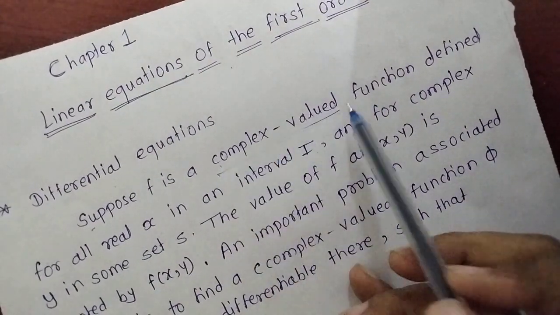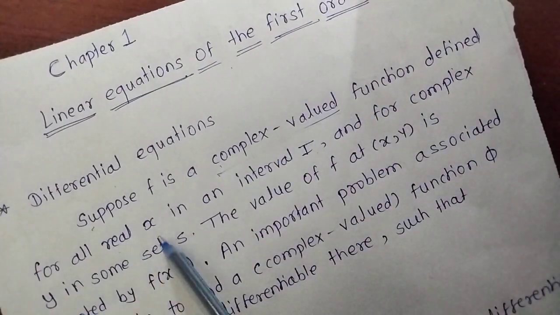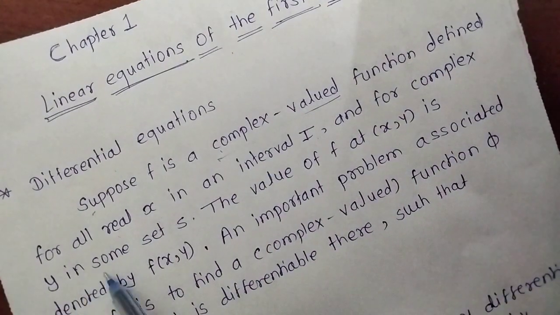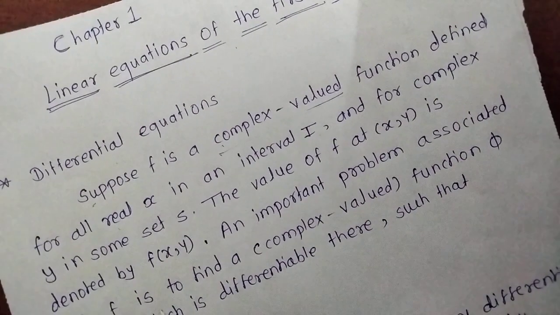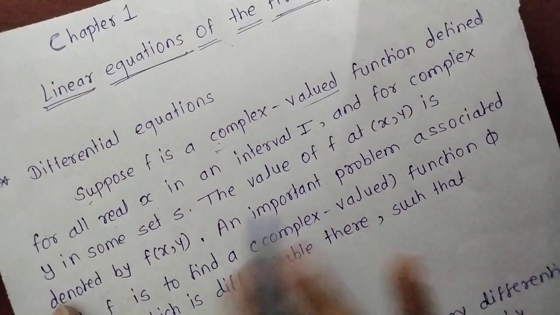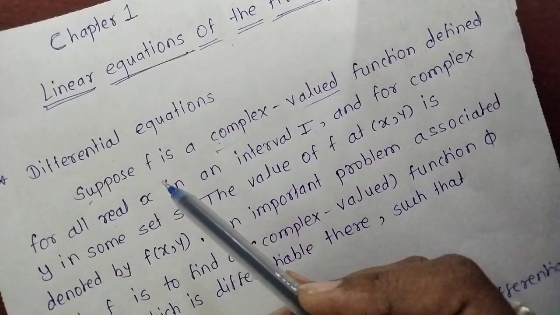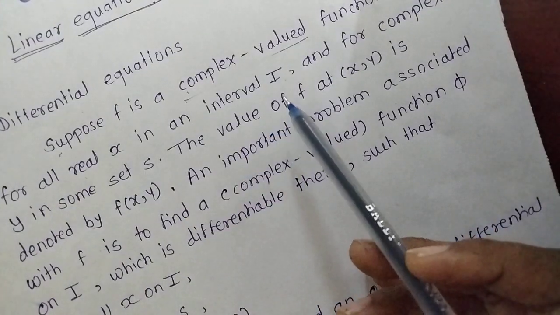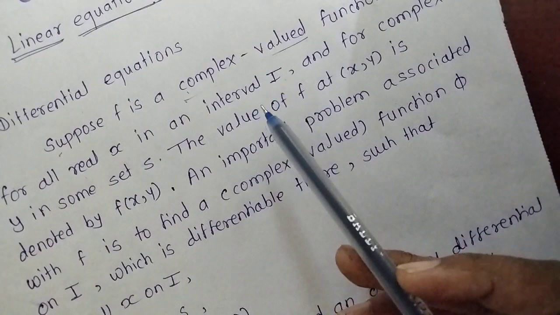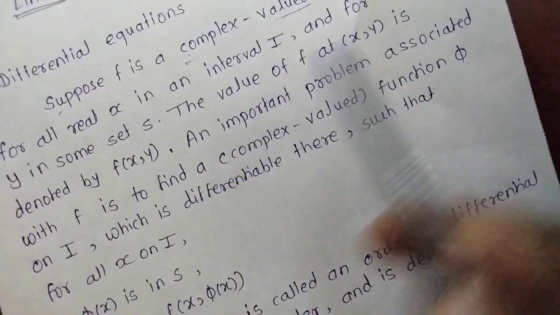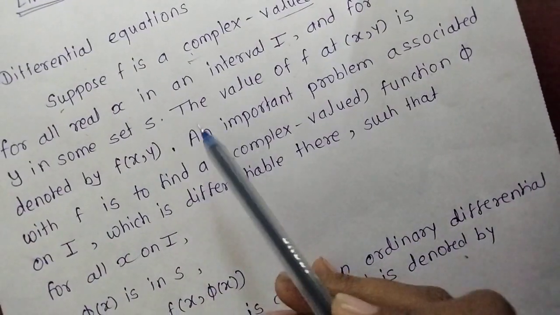Suppose f is a complex valued function defined for all real x in an interval I and for complex y in some set S. Or you can say that for a complex valued function x is any real number but the codomain is always a complex number. Then also you can say that the function is a complex valued function. The value of f at x, y is denoted by f of x, y.